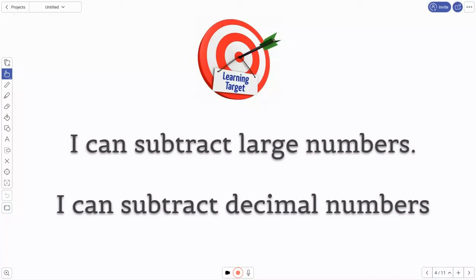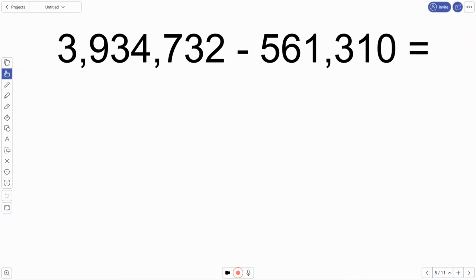All right, today's lesson, our focus is going to be subtracting both large numbers and also subtracting decimal numbers. And it's going to apply a lot of the same rules we learned about adding. It'll just be doing another operation in subtracting. All right, so this first video is going to talk about really, really big numbers.